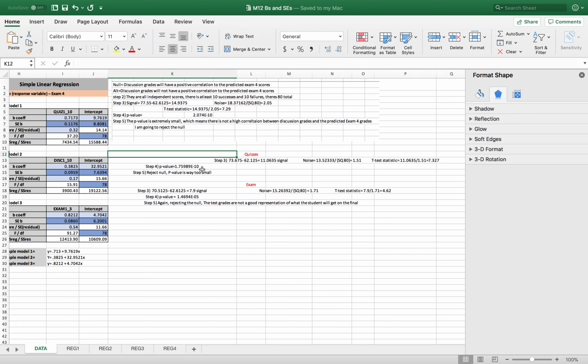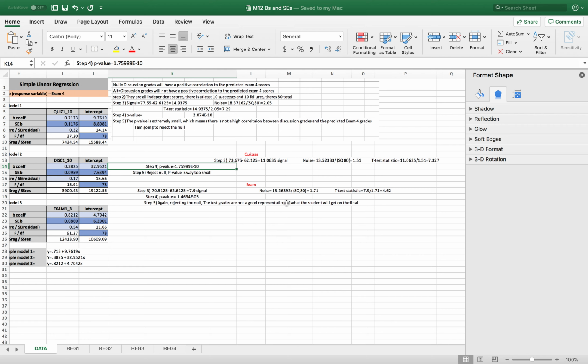Then for my p-value, I also got a very small value. I also used Excel, so I got a very small value, as you can see here. And then for my step 5, I said I'm going to reject the null. My p-value is too small, so quizzes and the exam scores do not have a positive correlation and will not give you a 0. They're not the exact same.